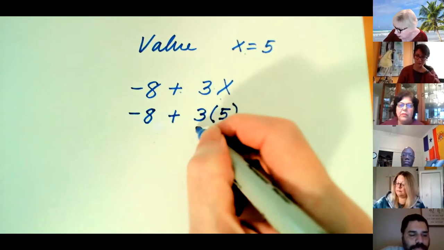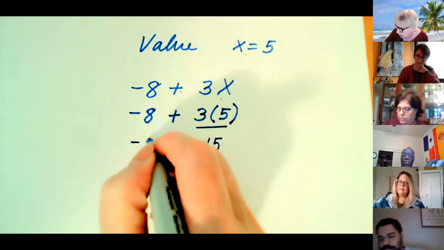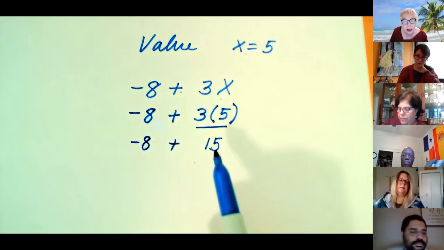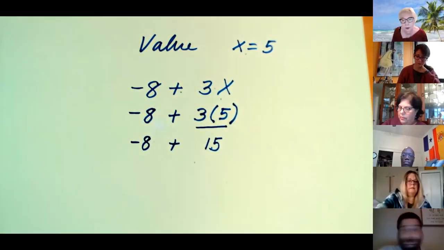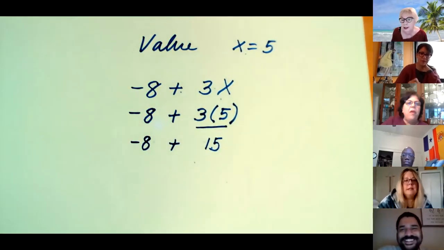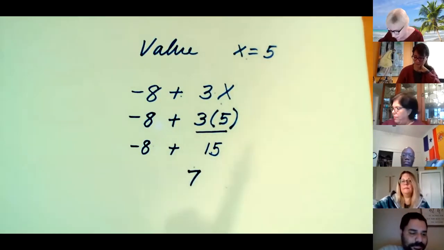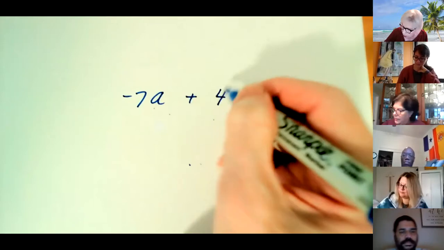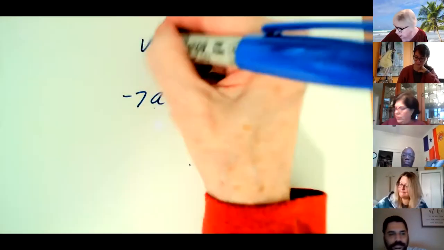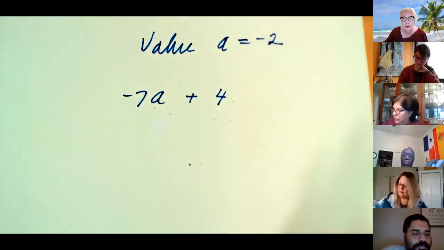Now, can you finish it? Of course. You have to multiply first, which is 15, and there's a -8 here. And so 15 and -8, anybody want to venture? Yes, 7. +7, you got it. Okay. So let me do this one. -7a plus 4. And then they say, find the value when a is -2.